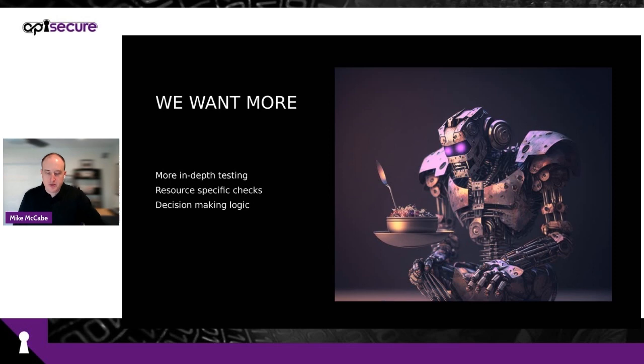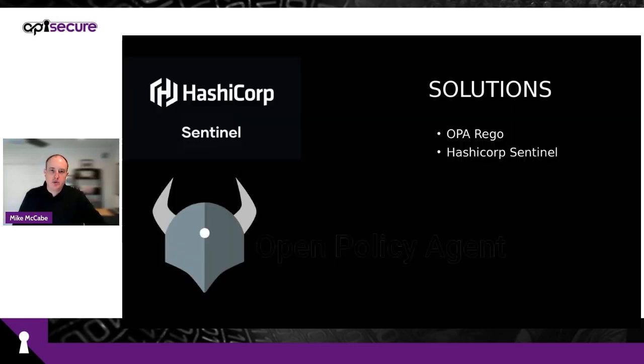So I've shown some very basic examples of how you can use things like SemGrep to do security testing, but at the end of the day, it's pattern matching. You can get very complex, but it is pattern matching. We're missing things like resource-specific checks. We're missing things like full coding logic, if else, logical statements, and ors, all those kinds of things. So we want to be able to do more in-depth IaC security controls.